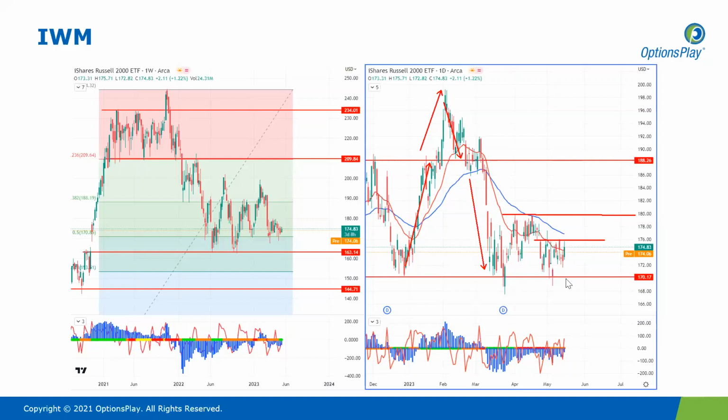However, the fact that it is still above 170 means that the risk to reward still favors the upside. It's just there's a lack of momentum, so it's not really the index that you want to be focused on currently.